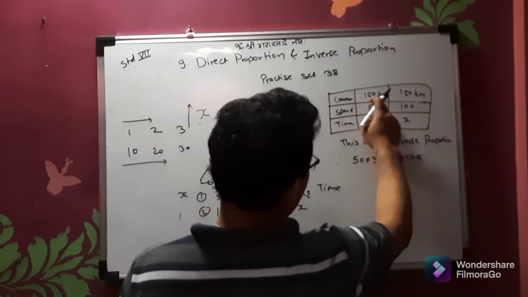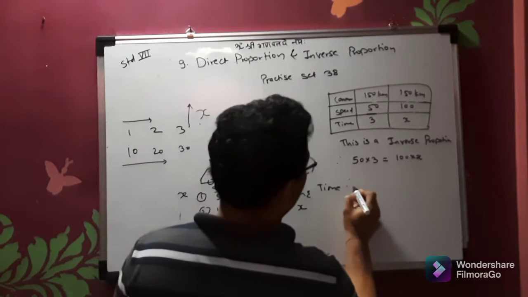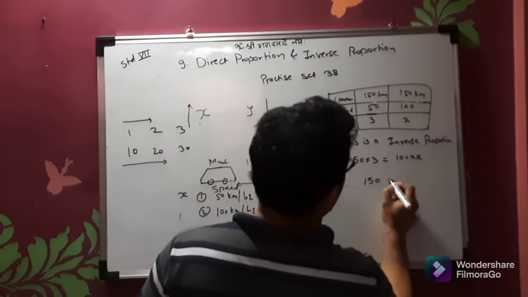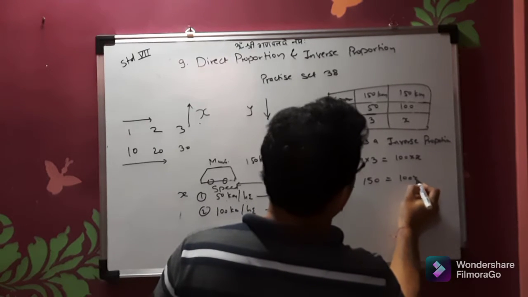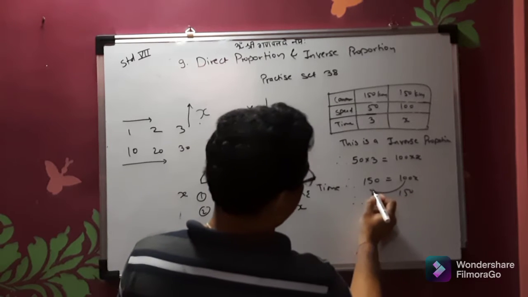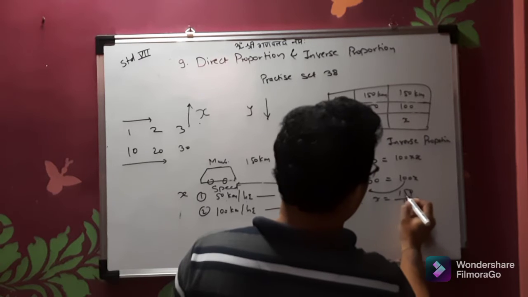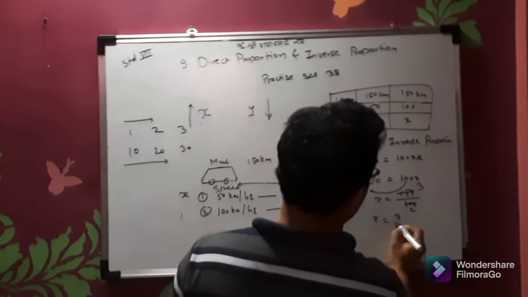The answer will come 150 kilometers. Similarly, 100 into x. What will be the answer? So it is 150 is equal to 100x. We will shift this 100 to the left-hand side. So 150 divided by 100. 5 2s are 10. 5 3s are 15. So x is equal to 3 by 2.